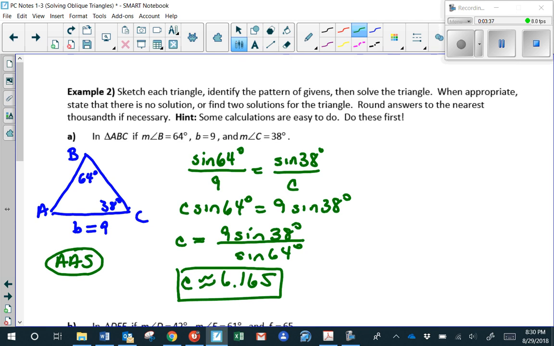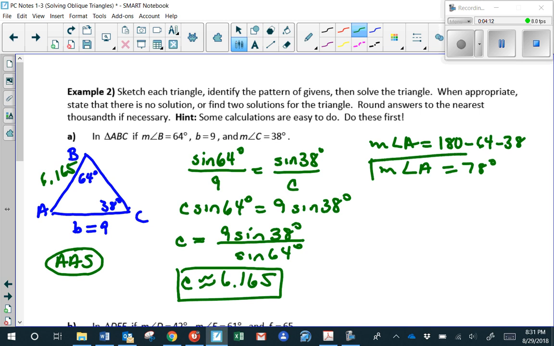I'm going to write in our approximate answers here as we get them on the diagram. Now, there's actually one thing that's very easy to find that we haven't found yet, and that's the third angle. The third angle is very easy to find because all we have to do there is subtract from 180 degrees. So measure of angle A is 180 degrees less the 64 degrees and the 38 degrees. So measure of angle A is 78 degrees. That's important because we're about to use that information.